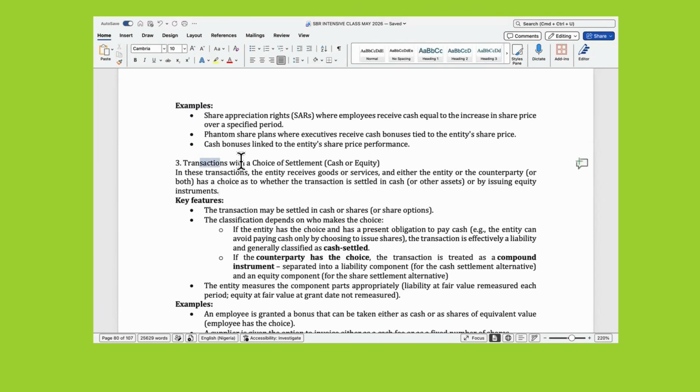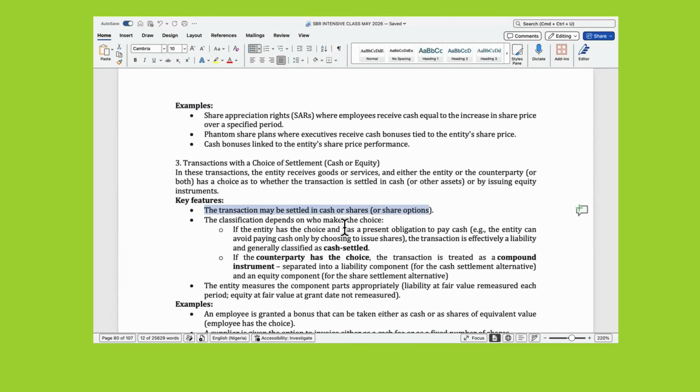So that's a choice of settlement. For this one, the company or the entity that is receiving the goods, either of them or the counterparty, they have a choice whether the transaction is settled in cash or by issuing shares. So it's either of the two. The major feature here is that the transaction may be settled in cash or shares or share options. And how you classify it depends on who is making the choice.